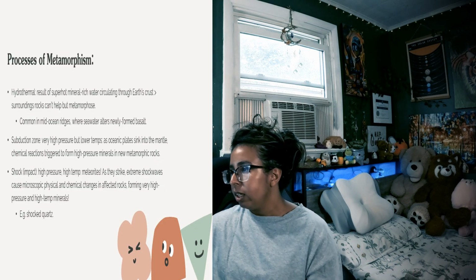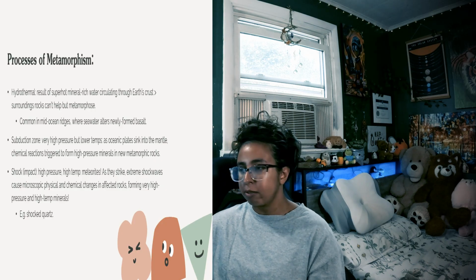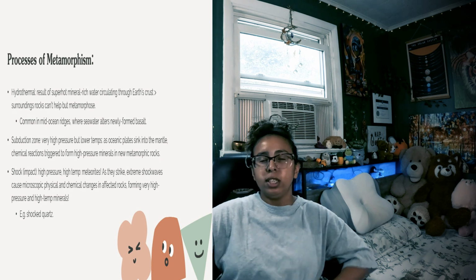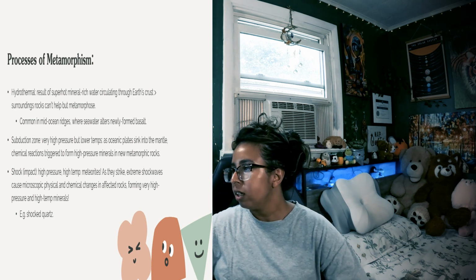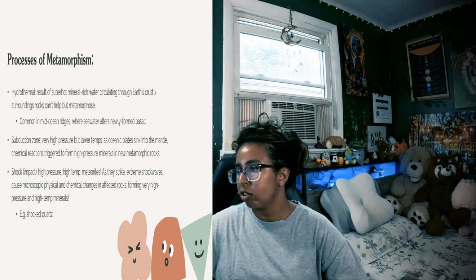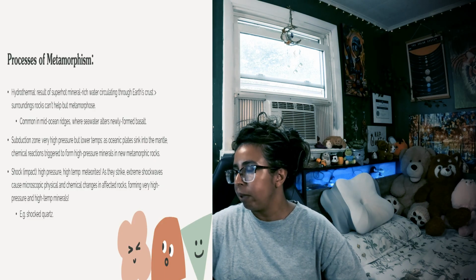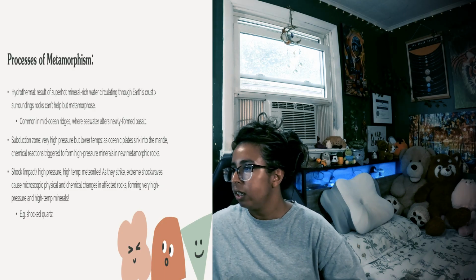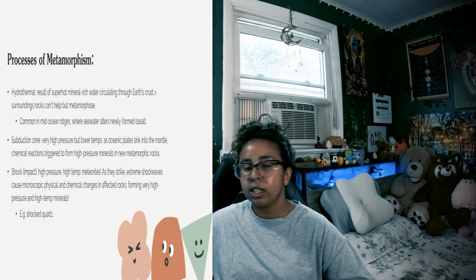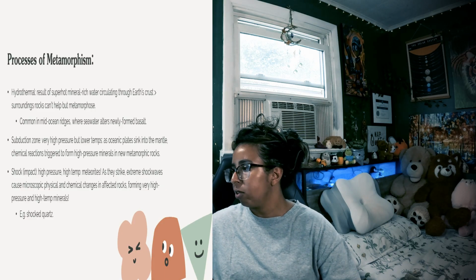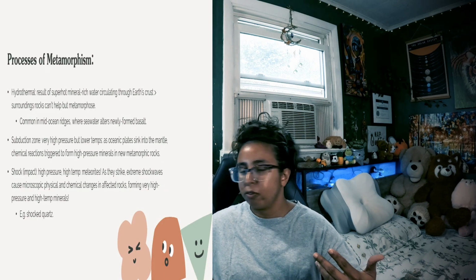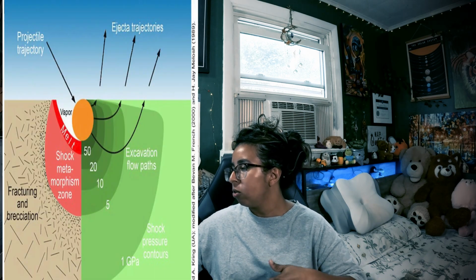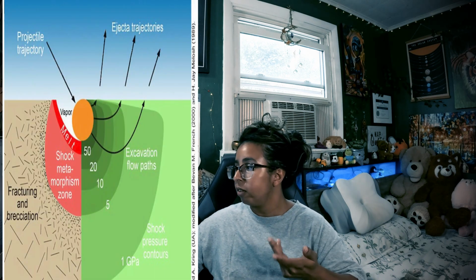It's a chemical thing. And then, of course, there's shock or impact metamorphism, which is what happens when meteorites or other extraterrestrial objects slam into the Earth. It's a high temperature and high pressure thing, just like regional metamorphism. Basically, extreme shock waves create microscopic physical or chemical changes in rocks, and it can produce very high pressure minerals, like shocked quartz, for example, which is a really cool example of shock metamorphism. Now, on slide 15, it shows you a little diagram of an impact event.